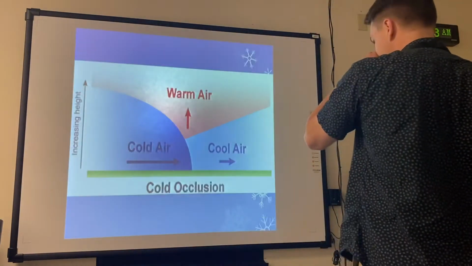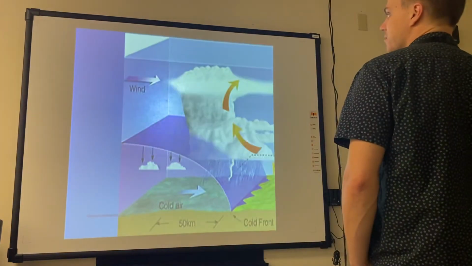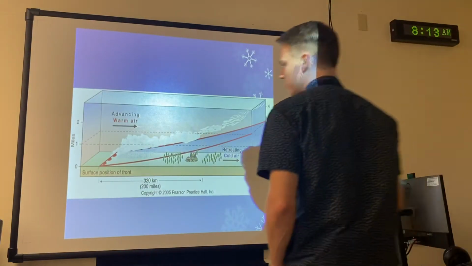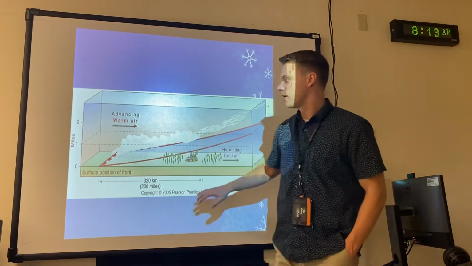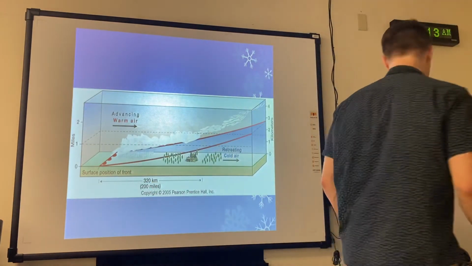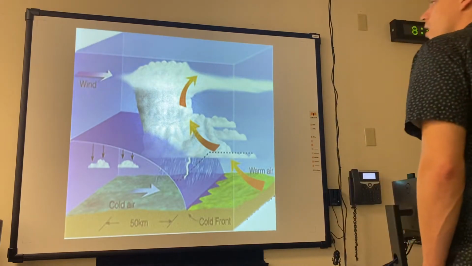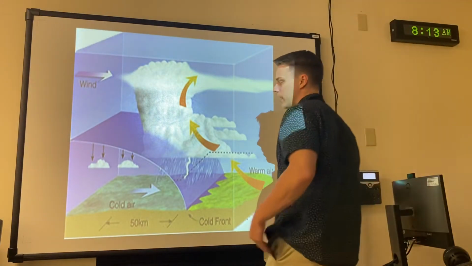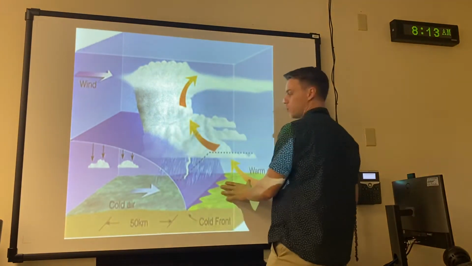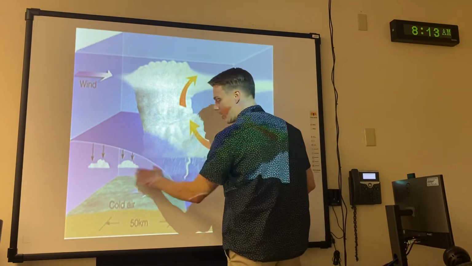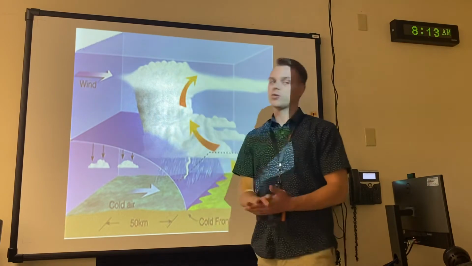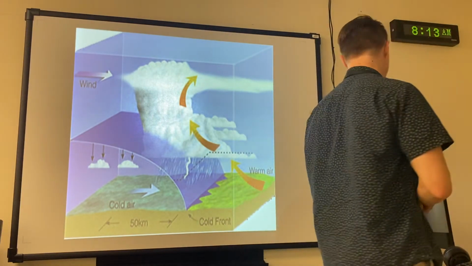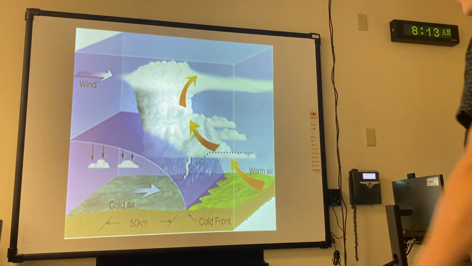So let's review. A warm front is a gradual slope where warm air is moving towards cold air, and this creates storms that last maybe a day or two. A cold front is where we have cold air moving towards warm air. It creates a steep boundary between the cold air and the warm air, causing the warm air to rise, expand, and cool super fast, causing a 15-20 minute storm, like a thunderstorm.